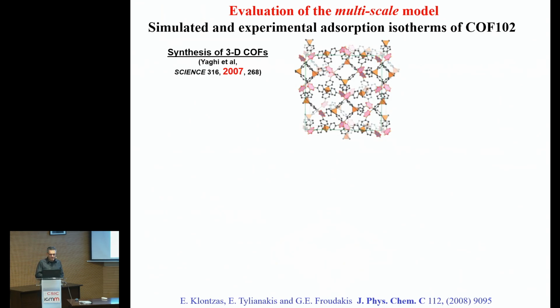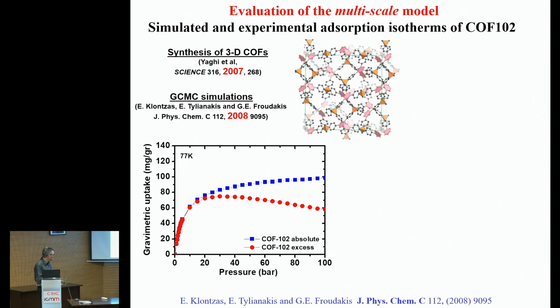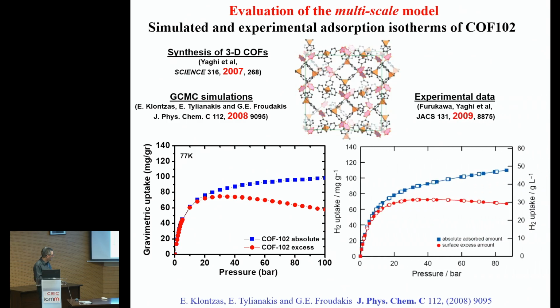Another success story was this one of COFs. Omar Yaghi synthesized this COF-102 in 2007, but by that time he couldn't have enough material to put in the porosimeter. So we did some calculations and found the isotherms of this material. One year after the theory, the experiment came and verified the theoretical prediction. And you can see here the similarity in these 2 plots, this is theory, this is experiment, and the theory came 1 year before the experiment.